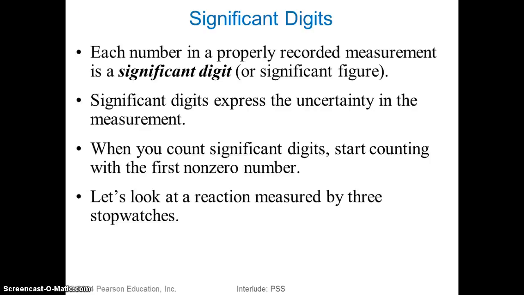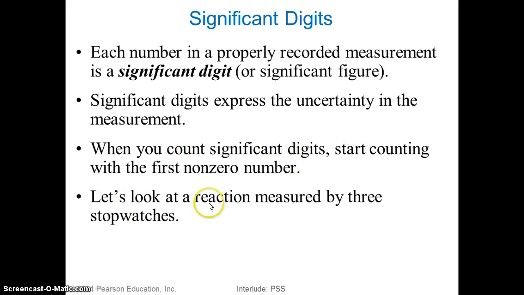Okay, so we are going to define significant figures and how we can express uncertainty in those significant figures, and significant figure rules in calculations. So let's start with defining significant figures. Each number in a measurement should be properly recorded and expressed. But if we have uncertainty, that is also going to be in the measurement. So when you count significant digits, start counting with the first non-zero number.